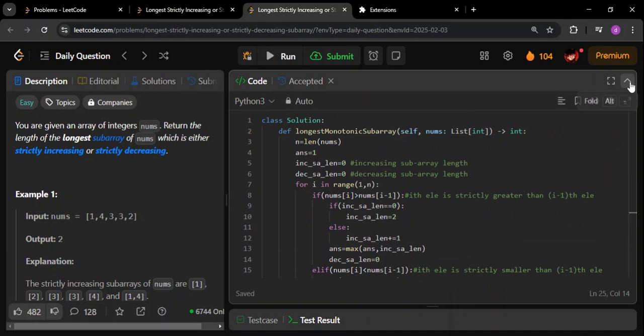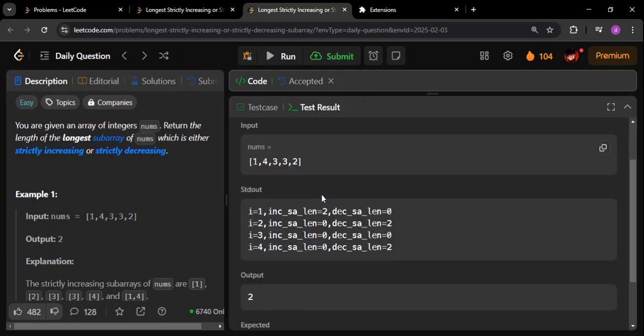Now let us go to the outputs. This is example number 1. See the first pair, 1 comma 4. That is when we are at i equal to 1, comparing i and i minus 1, so I'm comparing 1 and 4. What I'm getting is a strictly increasing subarray, so the increasing subarray length will be made 2, and the decreasing one will remain 0. Next is 4 and 3. It is a decreasing subarray. What will we do?